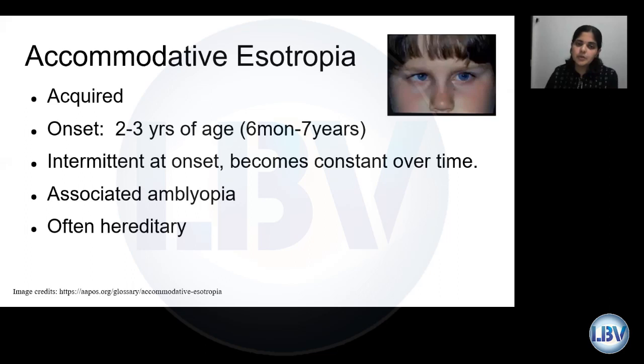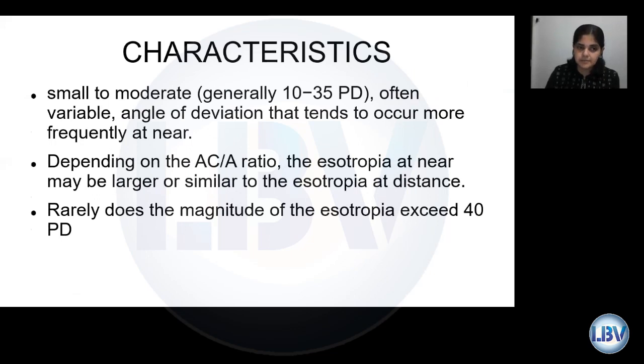Now we'll just go into a bit on what are the characteristics of the various esotropias that we see. Accommodative esotropia is typically acquired, which means that unlike essential esotropia, you tend to see this after 1 to 2 years of age. So generally the onset is at around 2 to 3 years of age, and it is intermittent to start with, and slowly it becomes constant over time. There is usually an associated amblyopia, and this is often hereditary, which means there will be someone in the family who has had a similar complaint.